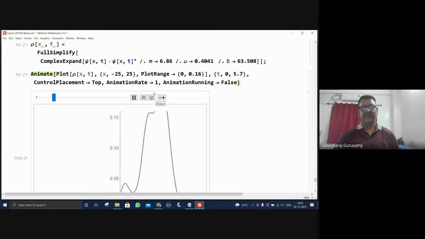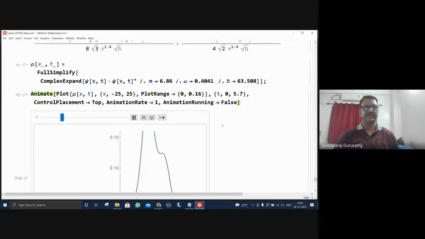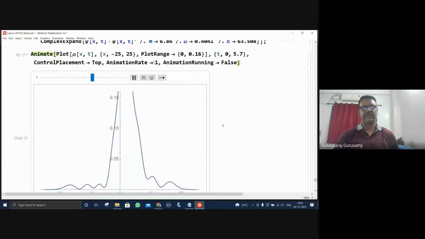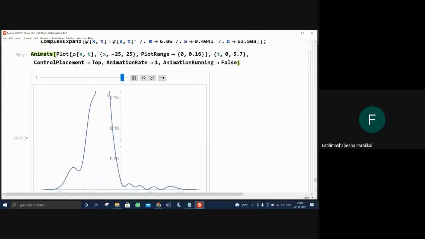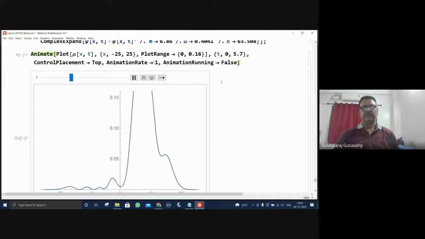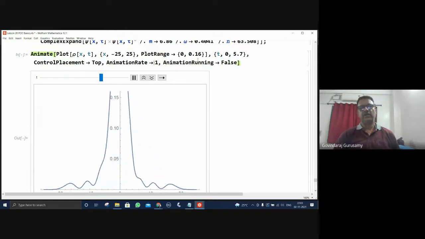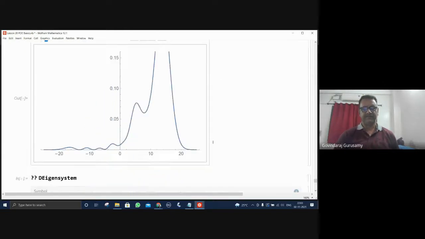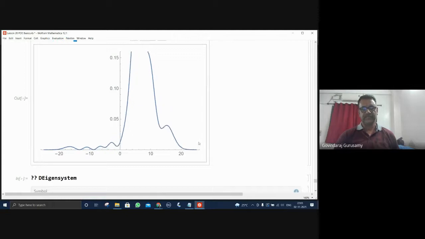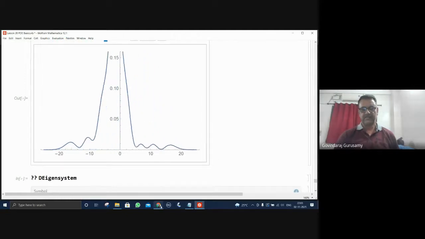And with this animation rate also, you can have control. What is the rate with which you want to see? I made it as 1. You can have 0.5, 1, 2, 3, 10. If I make it 10, you can see there's going to be a change. So that can also be controlled. So it's possible to do with control over all these parameters. Any other questions?